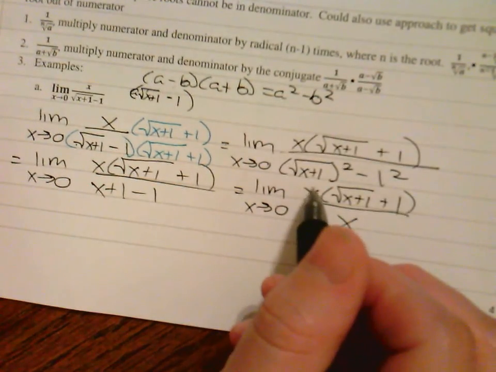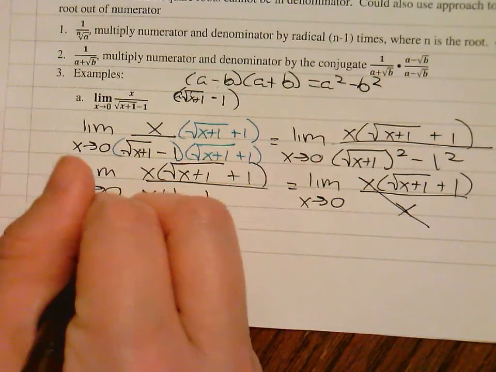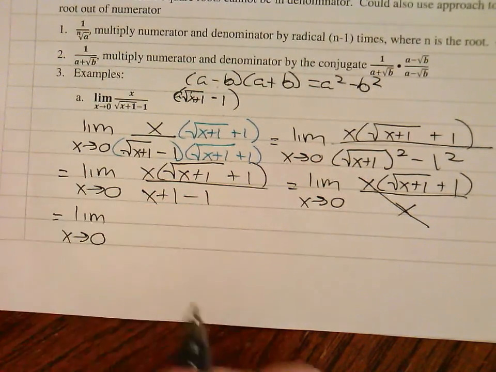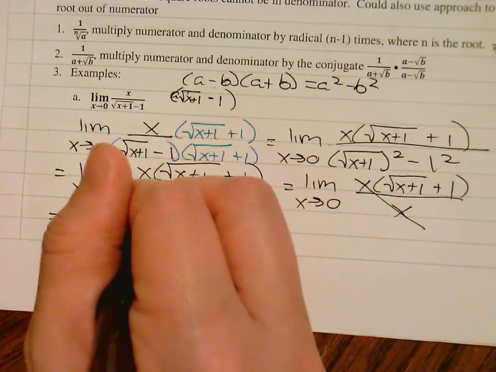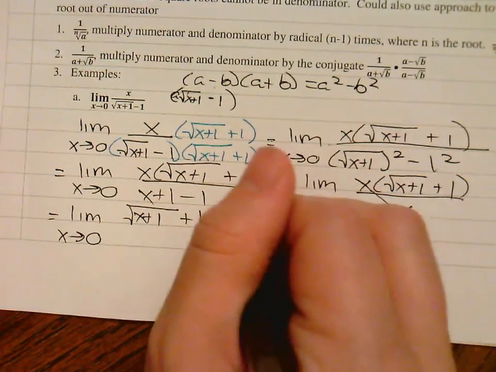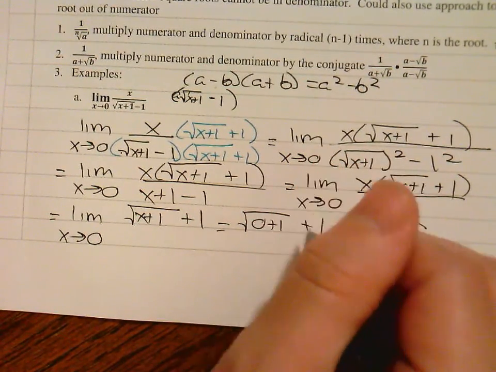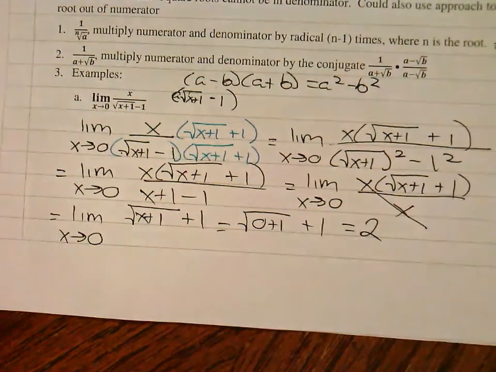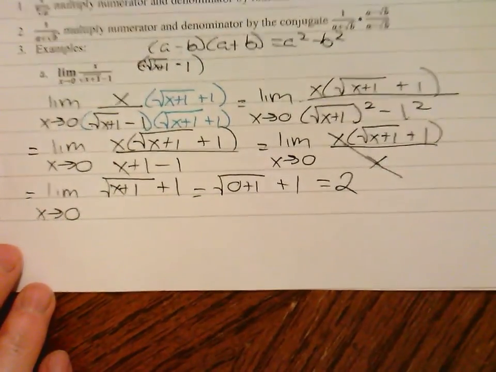Okay, x's cancel out. So you've got the limit as x approaches 0 of the square root of x plus 1, which is 0 plus 1 plus 1. Square root of 1 is 1. 1 plus 1 is 2. Okay. Next one.